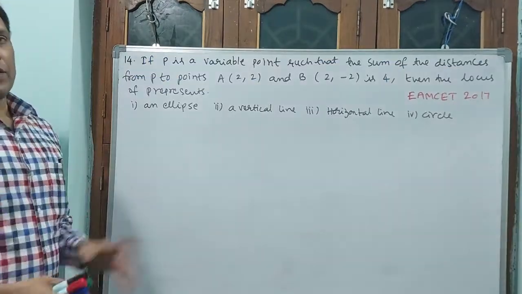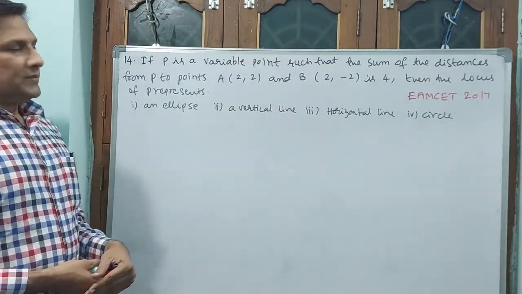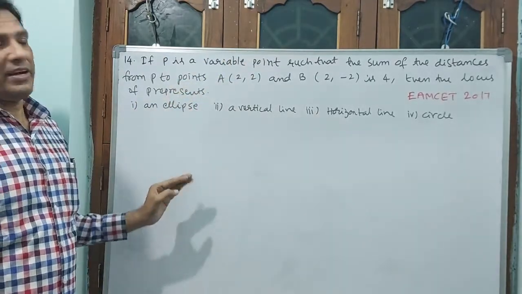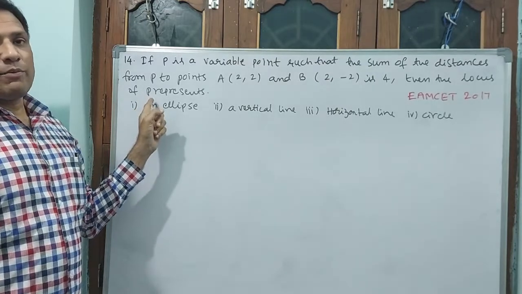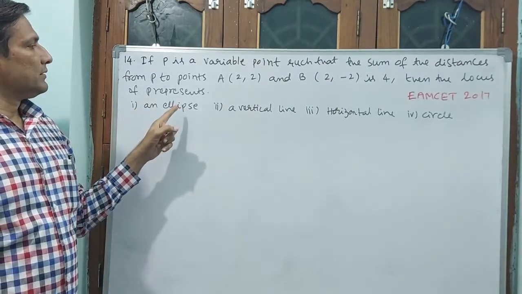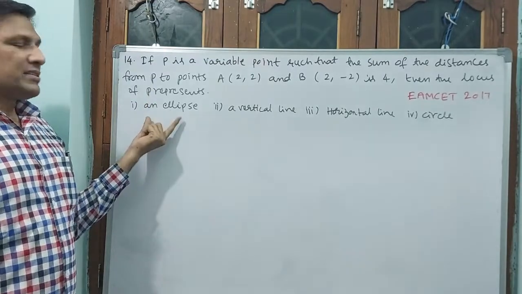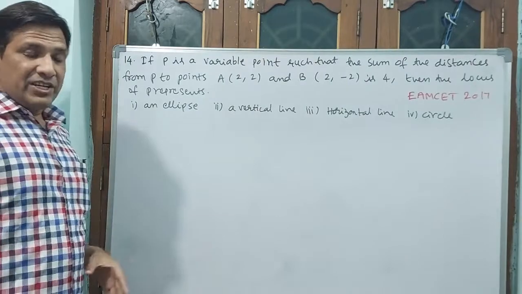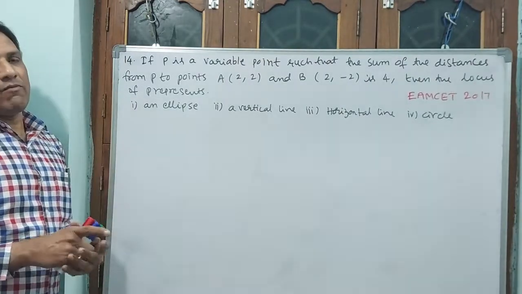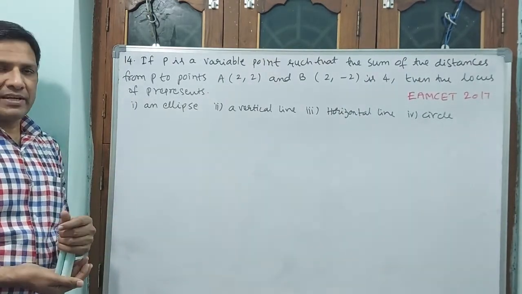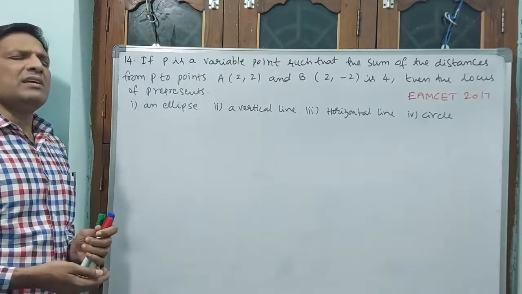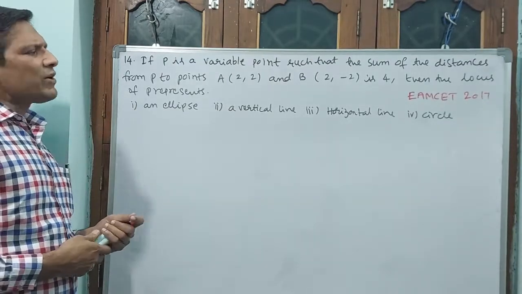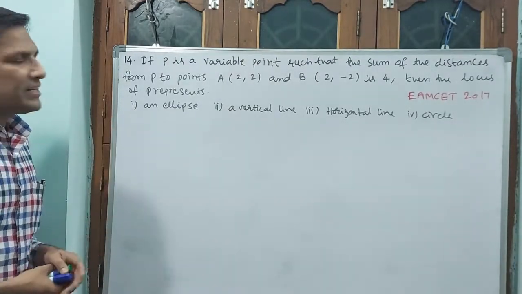Okay? See, question number 14. Here, they are asking us locus, but not equation. Representation of locus they are asking. See, what is the locus of P represents? Representation of locus means ellipse, vertical line, horizontal line, circle, whatever it may be. After getting the equation, then we can decide what this locus is. Whether it is a circle, ellipse, straight line, pair of straight lines, whatever it may be. Okay, see, let us study the question first.